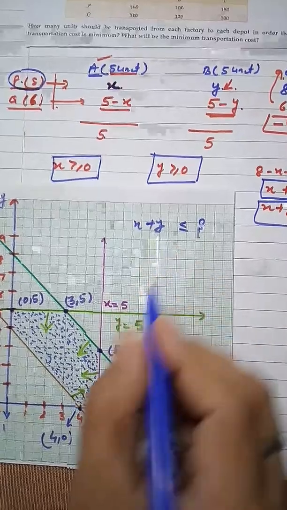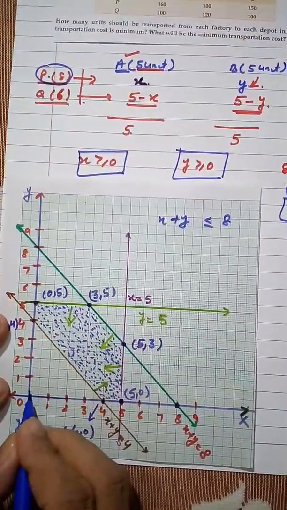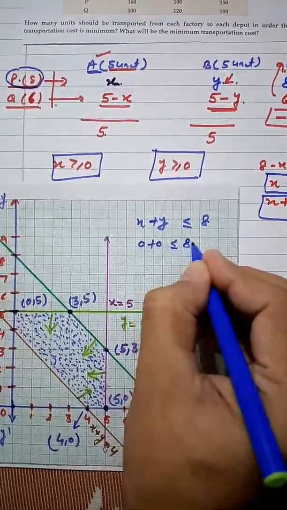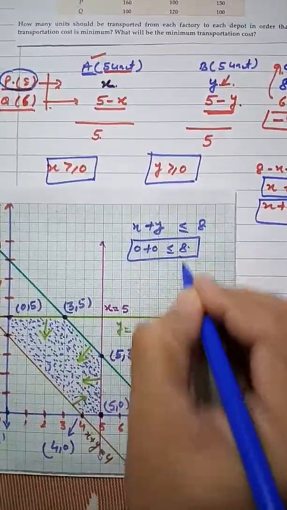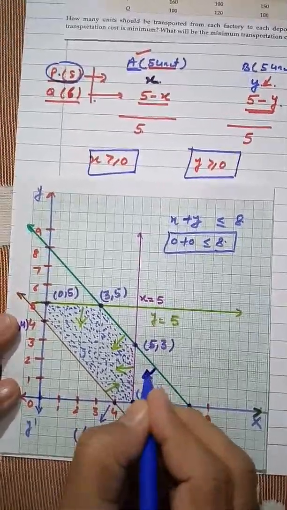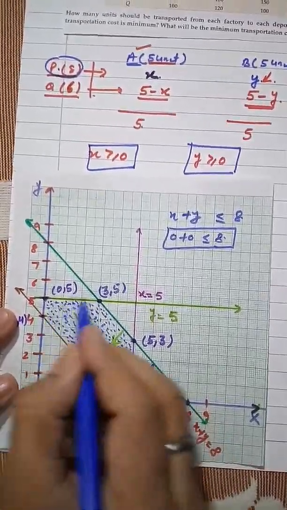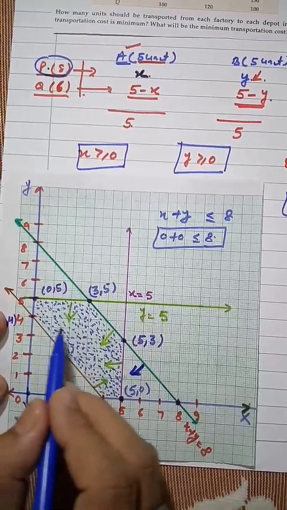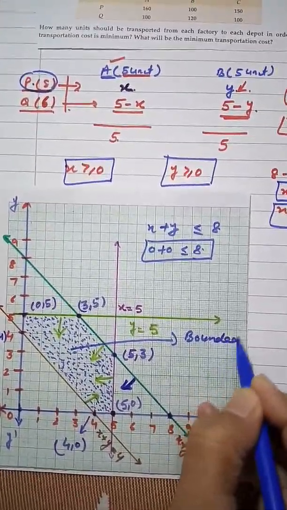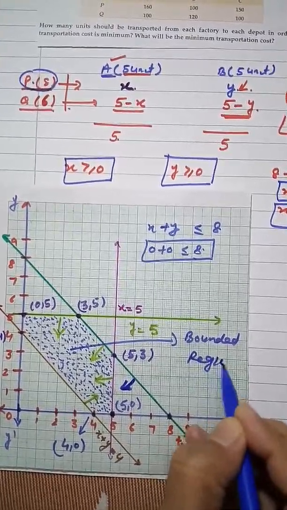You put any value. Suppose you put the value 0, 0. Then 0 plus 0 is less than or equal to 8, which is a true statement. So the graph is shaded towards this point. In this way you will get the graph, and this is called the bounded region.